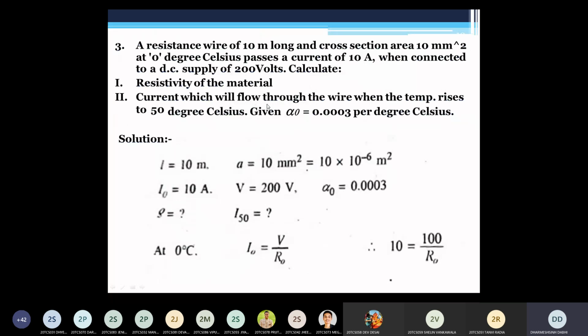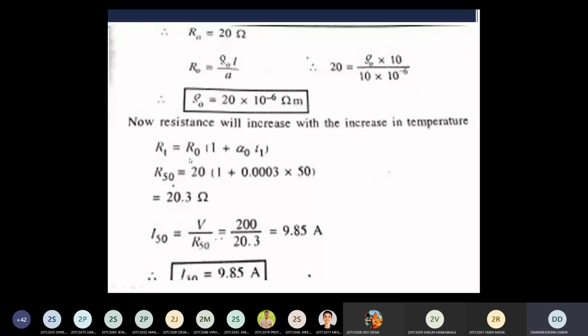Second question is that current which will flow through the wire when the temperature rises to 50 degrees Celsius. So as you know the equation, RT is equal to R0 into 1 plus alpha 0 into T1. RT is nothing but value of resistance at any temperature T. Here we want to find out the resistance at temperature of 50 degrees Celsius.